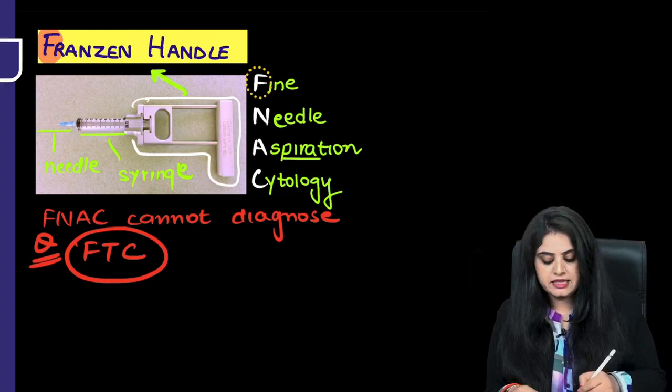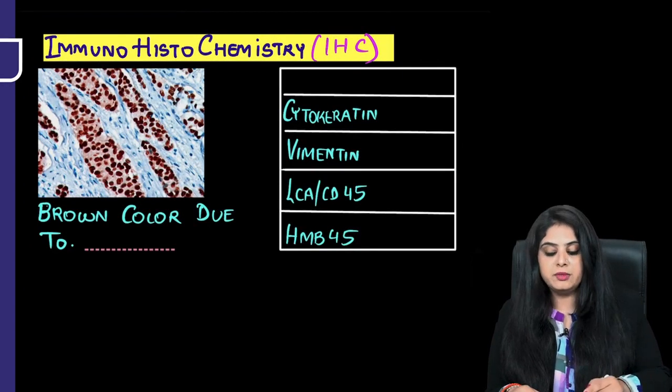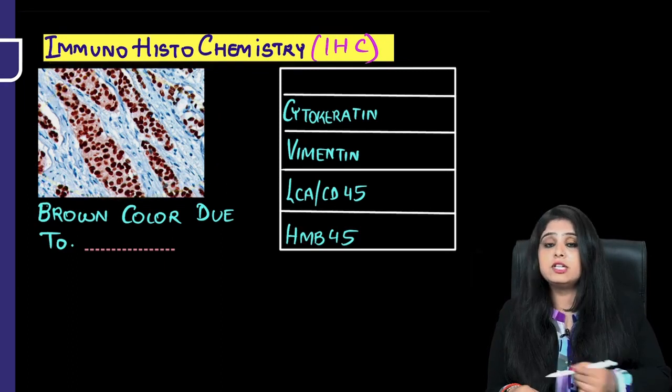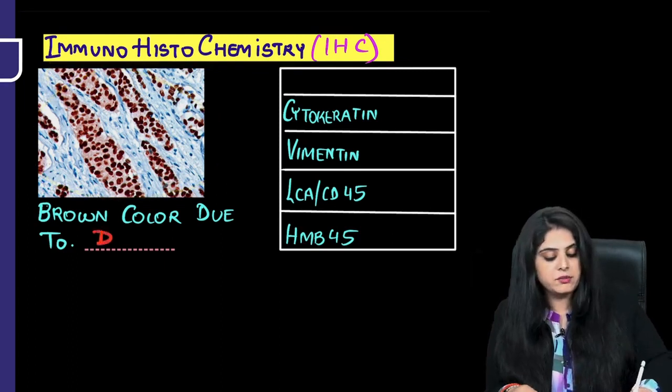The next technique that is in front of you, the last picture of neoplasia, this brown color stain. Brown color stain is known as immunohistochemistry. What is the brown color because of? Brown color is because of DAB, diaminobenzidine, right? Whatever IHC you get, you will always get a brown color.